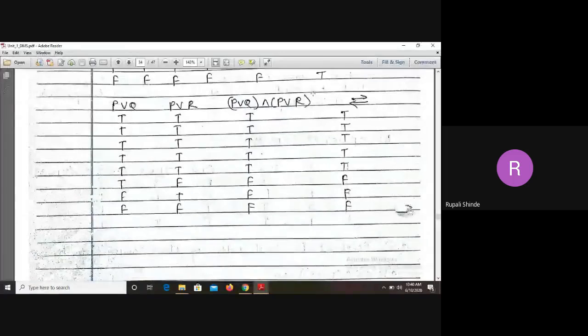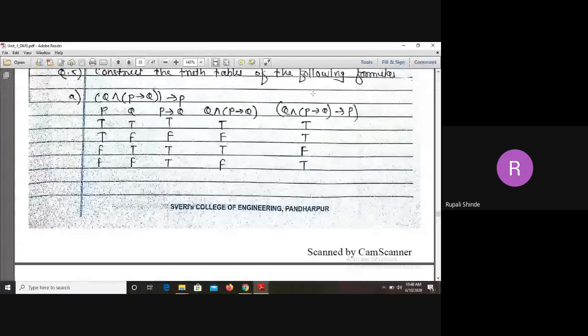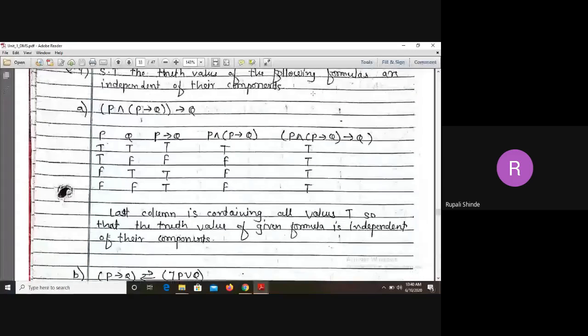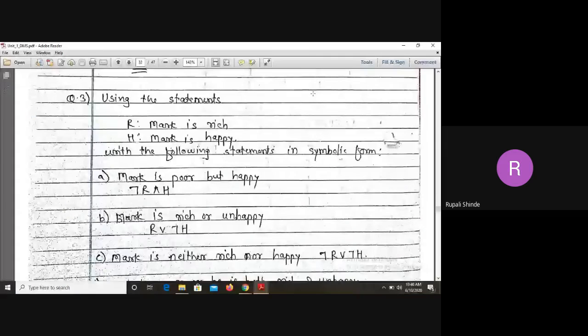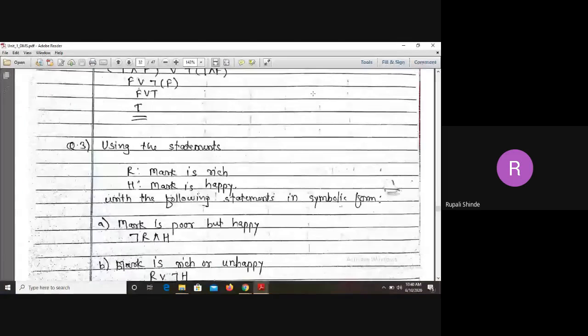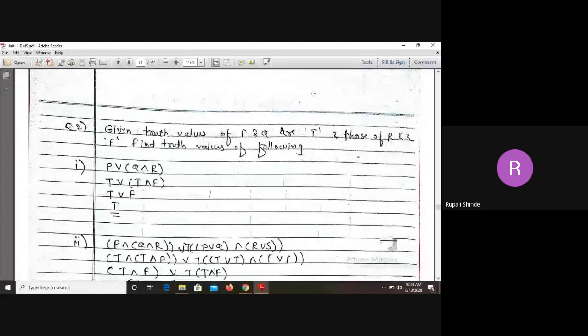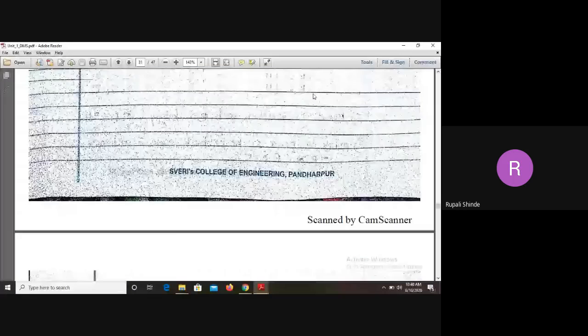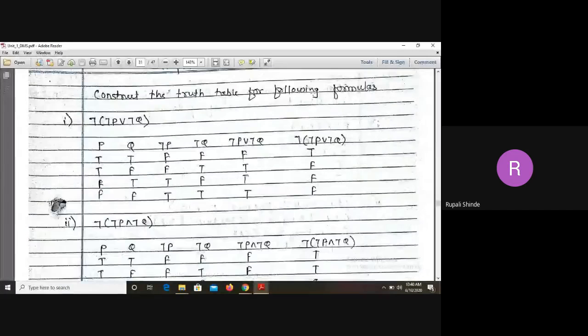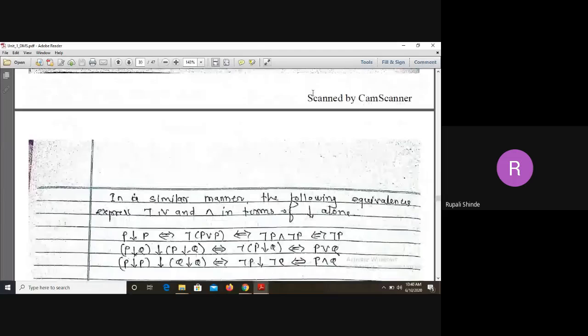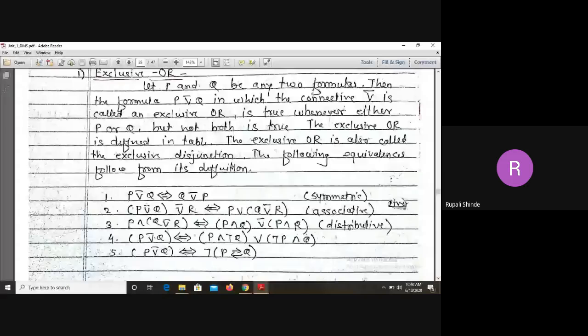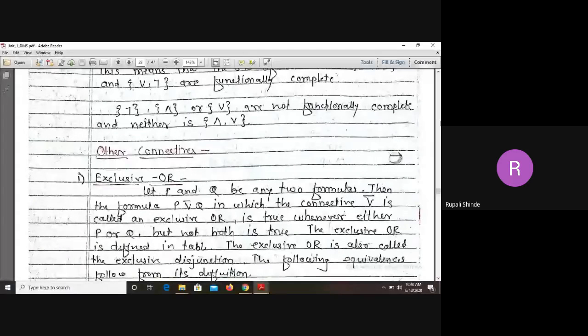So here we have seen what the different connectives are. In that we have seen connectives such as negation, conjunction, disjunction, conditional, biconditional. Based on that, we have solved some problems, that is how to construct a truth table for a given statement formula. So now, next we have to see what a statement formula is.